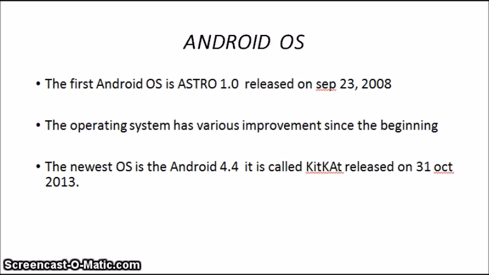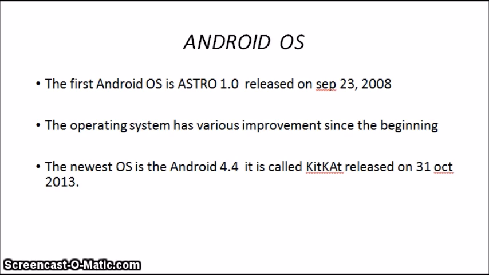The first Android OS is Astro 1.0, released on September 23, 2008. The operating system has had various improvements since the beginning. The newest OS in Android is 4.4, called KitKat, which was released on October 31st, 2013.